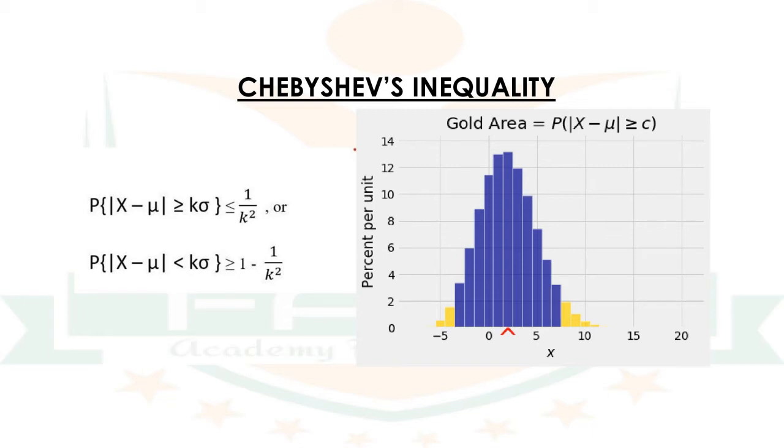The most important point about Chebyshev's inequality is that it makes no assumption about the shape of the distribution. No matter what the shape of the distribution, it does not consider the shape of the distribution.